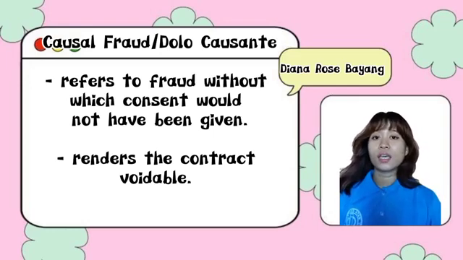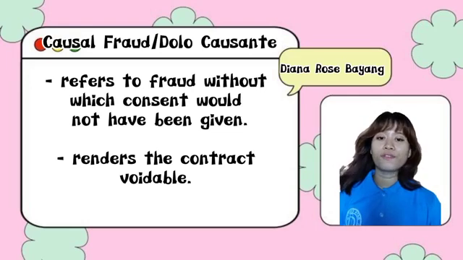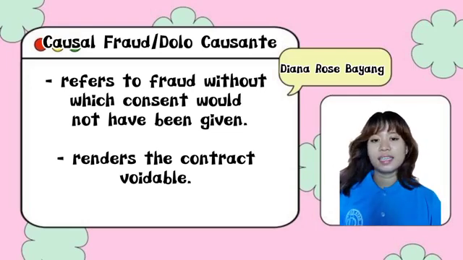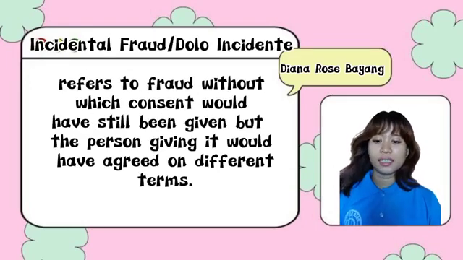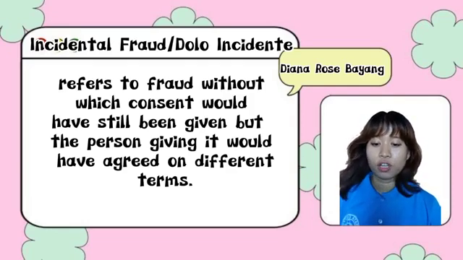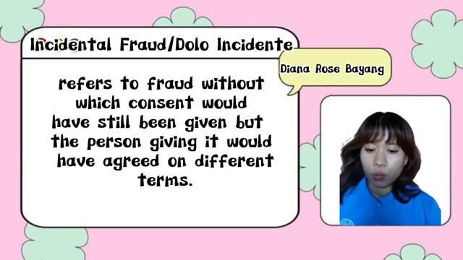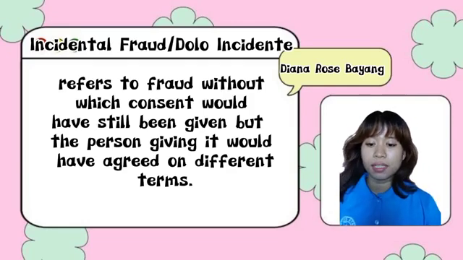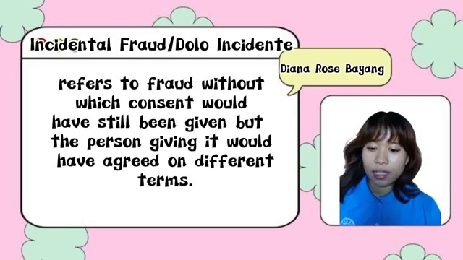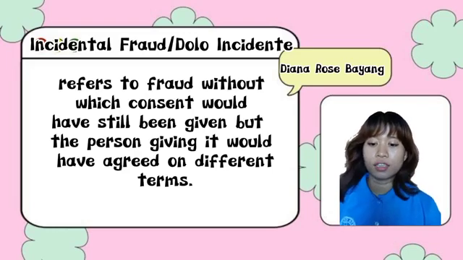So, this contract is voidable. So, the remedy is B will file a case of annulment of contract. Second is incidental fraud or dolo incidente. Incidental fraud or dolo incidente refers to fraud without which consent would still have been given, but the person giving it would have agreed on different terms.